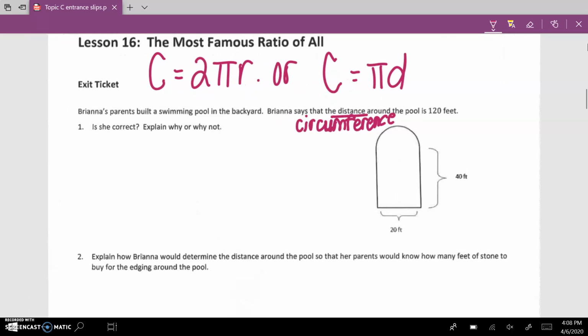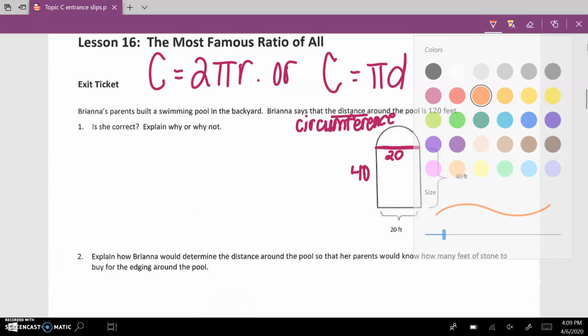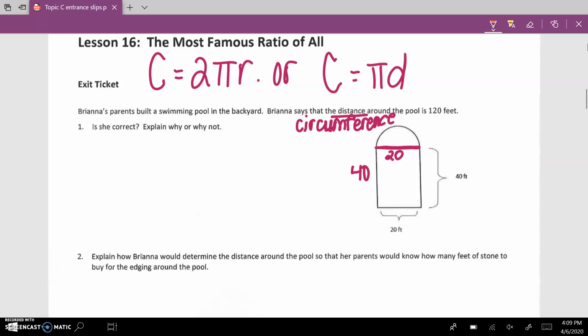In the picture, hopefully you realized I've got this rectangle down at the bottom, and then I have this semicircle up at the top. The way you can guarantee that this is the rectangle is because they said from here to here is 40, which means this would also be 40, and this would be 20. So in the circle, we know that the diameter is 20 going across.